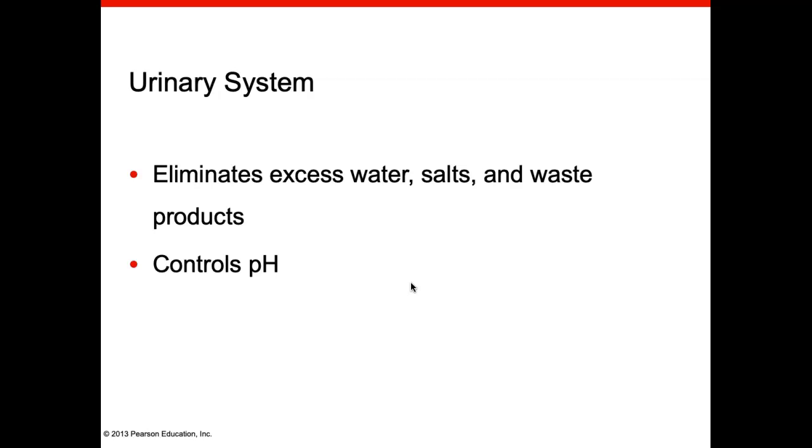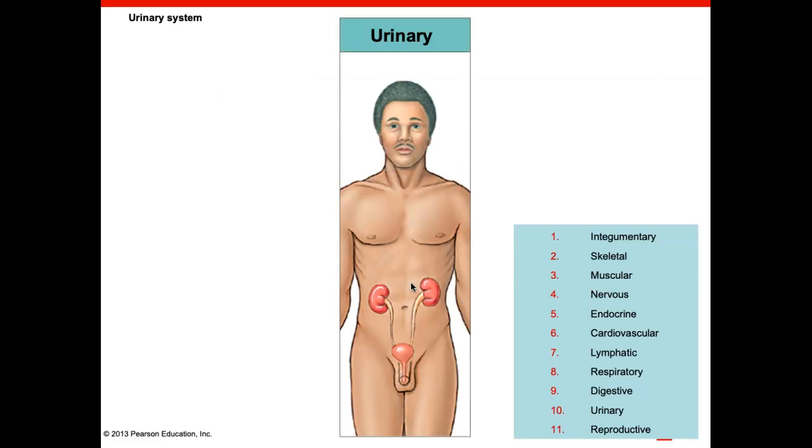The urinary system filters the blood multiple times a day and removes excess water, salts, and wastes such as urea and uric acid, and it controls pH. And I'm sure you know the urinary system is made up of the kidneys. From the kidneys, the urine drains down the ureters. There are two ureters. Some people call them ureters, and that urine goes to the urinary bladder where it is stored and then exits the body by way of the urethra.